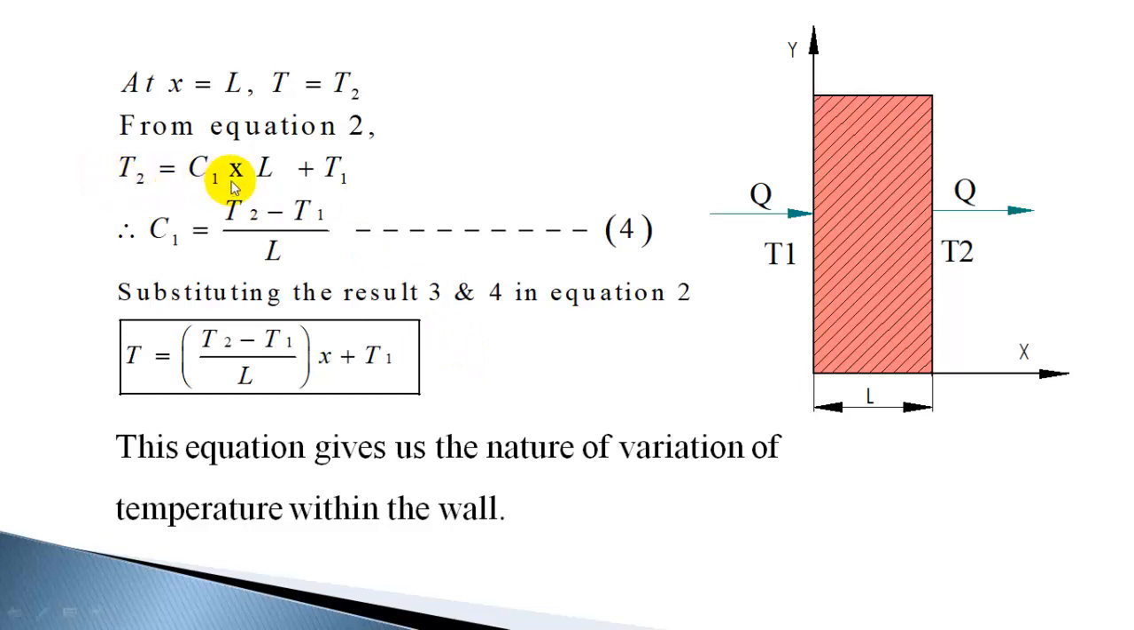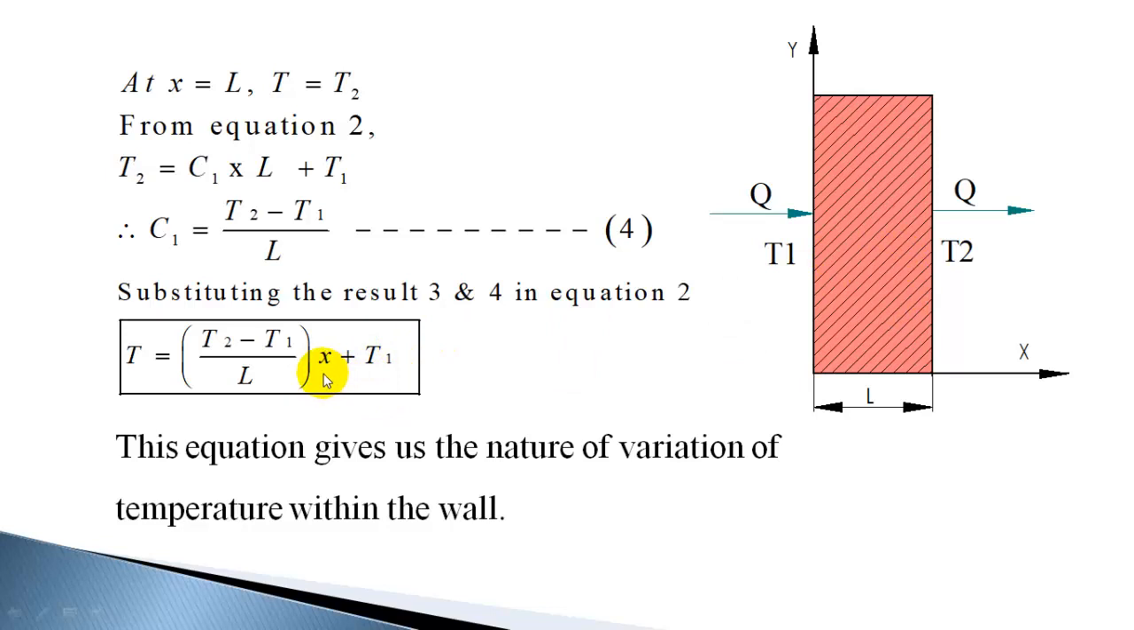So T2 is equal to C1L plus T1. So from that you can solve C1 as (T2 minus T1) by L. So replacing C1, we get temperature T is equal to (T2 minus T1) by L, that is C1, times x plus T1, that is C2 is T1. So this is a temperature variation within the material.